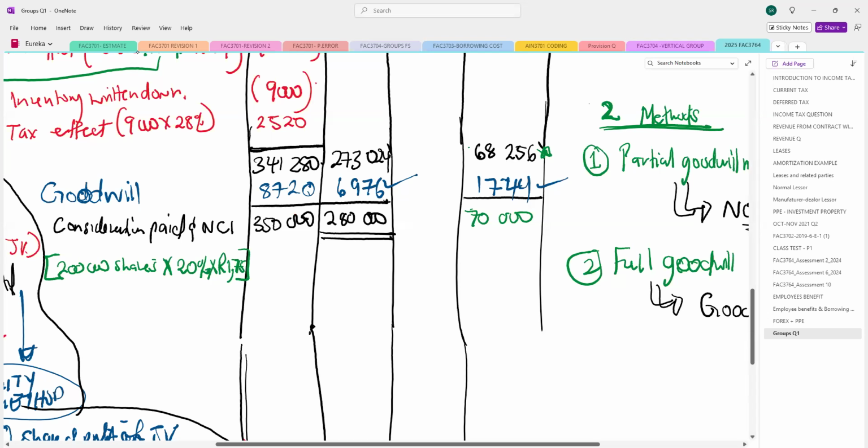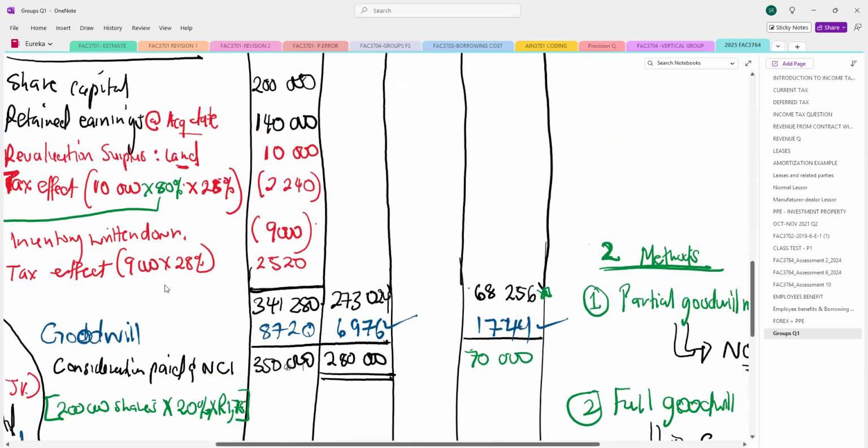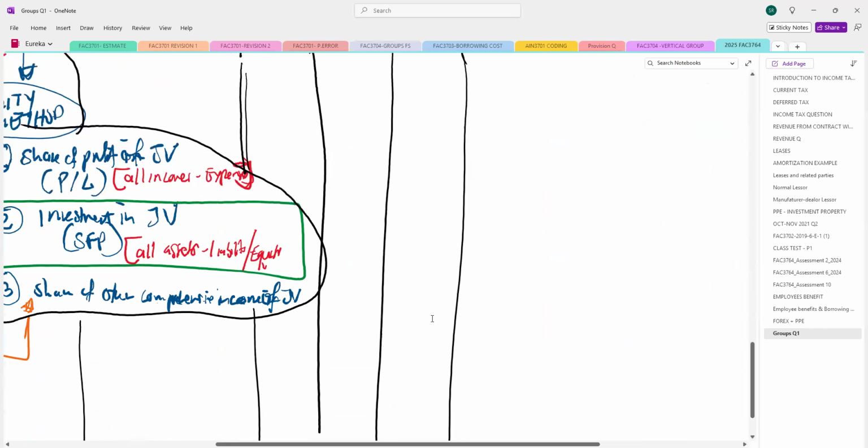Okay, so guys, that is it. This is what happens at acquisition. Remember, I don't need to do all these one items. I just needed this total price. This will tell me my goodwill, tell me everything that I actually need. Okay, so yes, that is at acquisition.